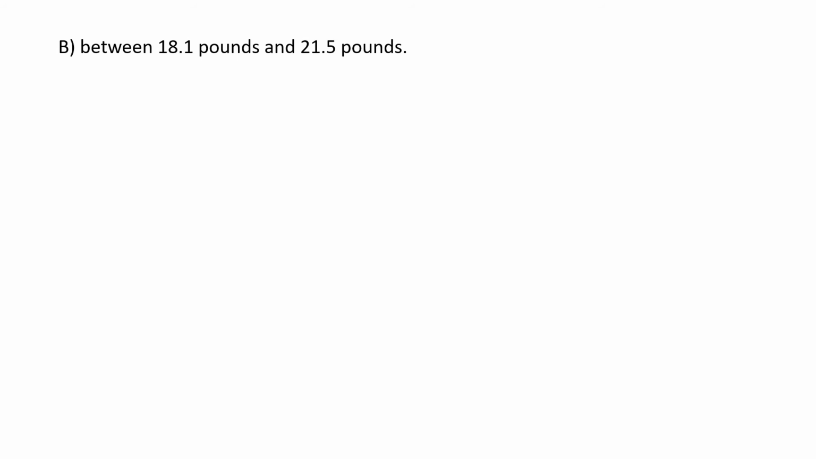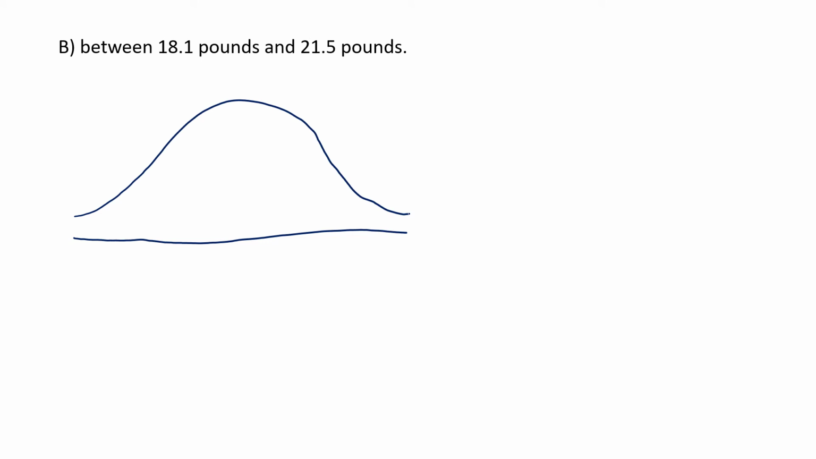Part B, between 18.1 pounds and 21.5 pounds. We'll proceed as before by first drawing a bell curve. So draw a horizontal line and a bell shape. I'll mark the mean as 0, and we learned on the previous page that the mean weight was 22.5, and the standard deviation is 2.2 pounds.